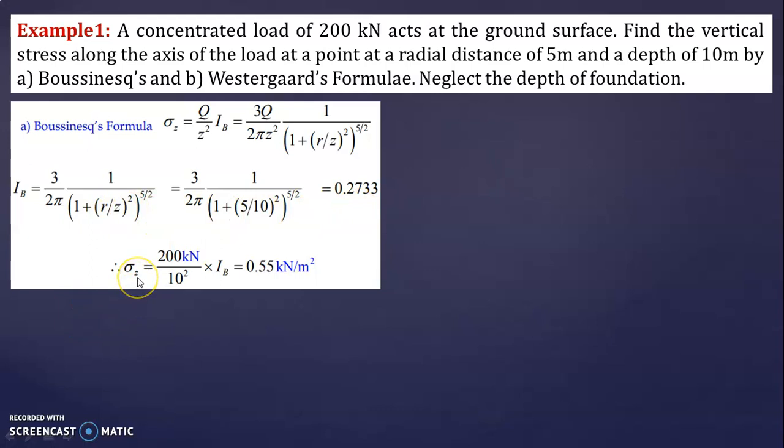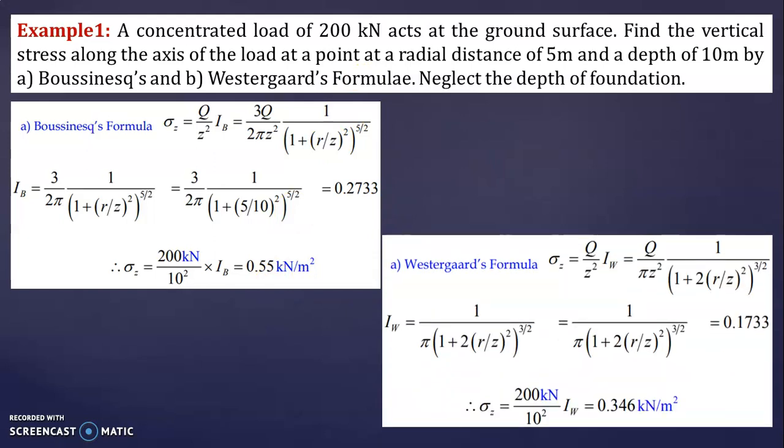Now we'll calculate the vertical stress. Vertical stress is equal to KB or IB into Q divided by Z square. What is Q? Q is equal to 200. So 200 into IB, that is 0.2733, divided by Z square, that is 10 square. So we will get the answer 0.55 kilonewton per meter square. This is based on the Boussinesq equation.